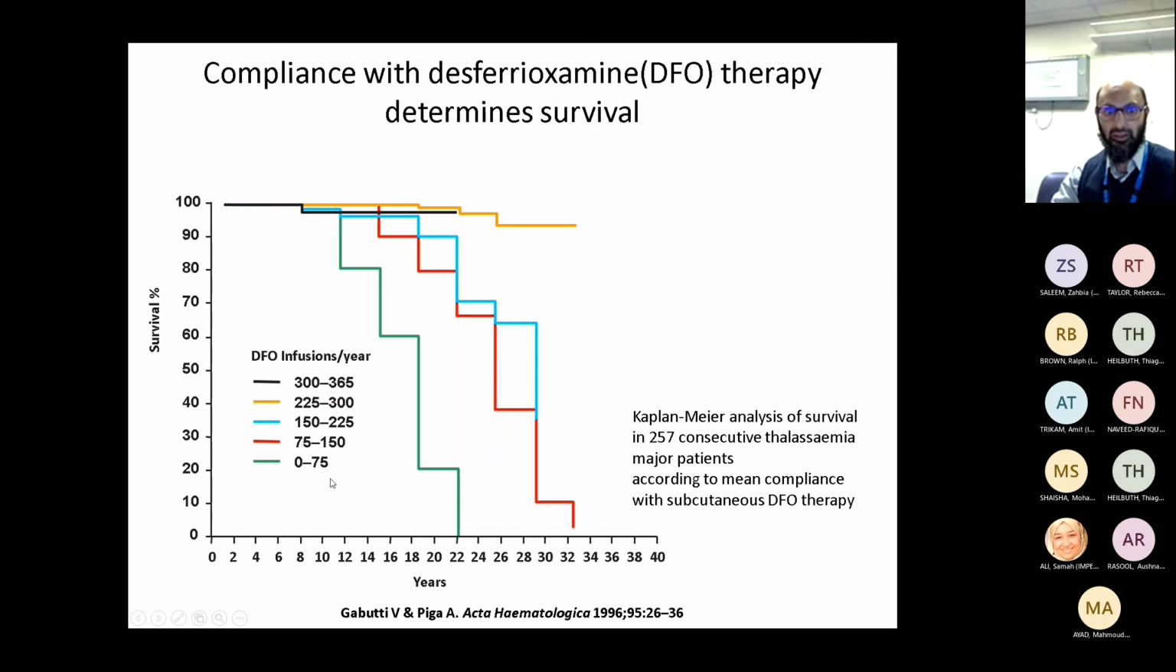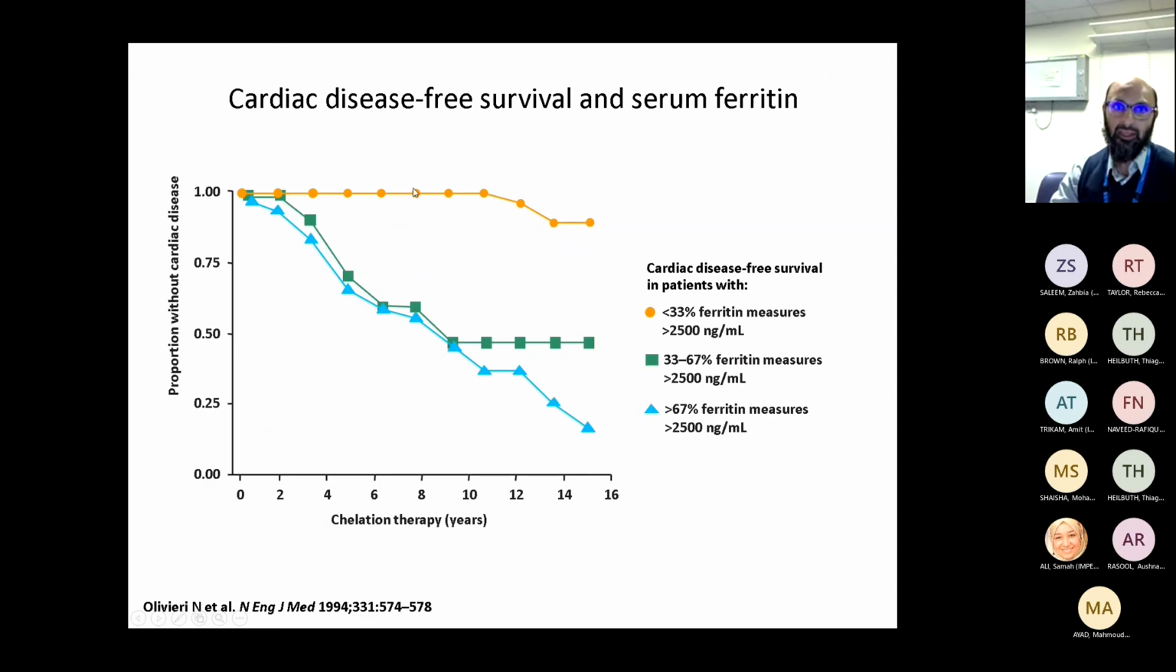Not only does it correlate with patients being offered iron chelation, but also with their compliance. Patients who are good compliers and have the prescribed number of infusions, here we're talking about desferrioxamine, do very well, and those who are very poor compliers do much worse. Here we can see cardiac disease-free survival and how it correlates with serum ferritin. These are patients whose ferritin is above 2,500 less than 33% of the time, as opposed to patients who have more of their tests with high serum ferritin measurements, and you can see the difference in cardiac disease.